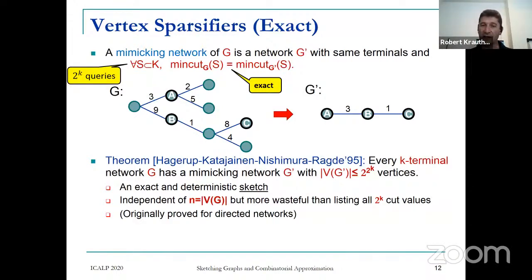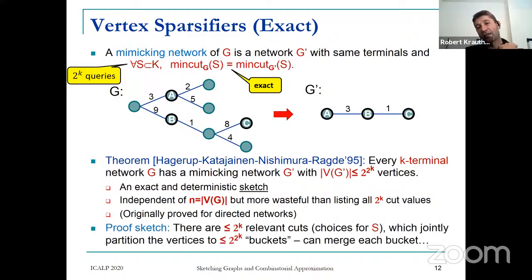And there's a theorem, from the work that I mentioned by Hagerup, Katajainen, Nishimura, and Ragde, that says that every K terminal network has a mimicking network, and the good thing is the size only depends on K. But the dependence on K is a little bit disappointing. It's 2 to the 2 to the K. So it's doubly exponential in K. Only 2 to the 2 to the K vertices. So it has K terminals and a few more, okay, a little bit more than a few, non-terminals. So you can reduce N to this number 2 to the 2 to the K. Now, this is exact. You don't lose anything in this transformation. It even holds for directed networks, but I'm not going to talk about directed networks.